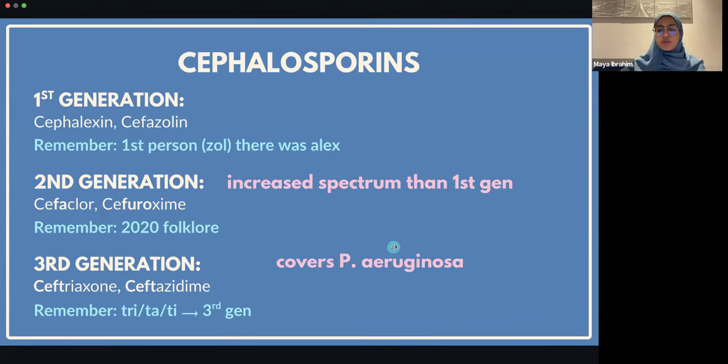And it covers P. aeruginosa. So as you go down, spectrum increases. So right now it was a normal spectrum, then the spectrum increased, then first generation. Now it covers P. aeruginosa.